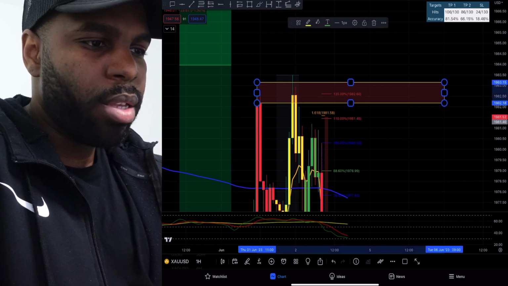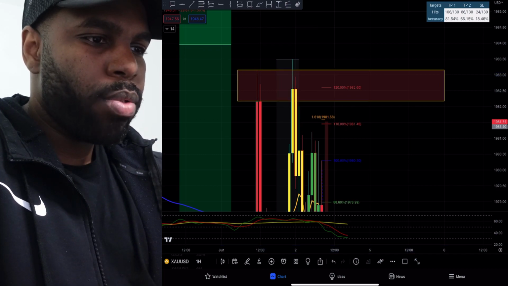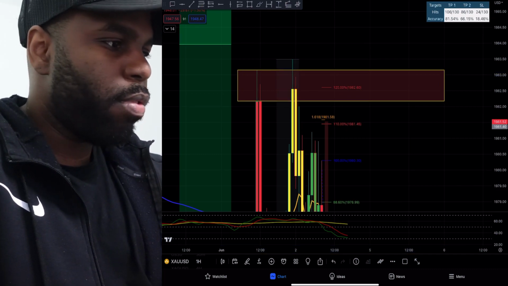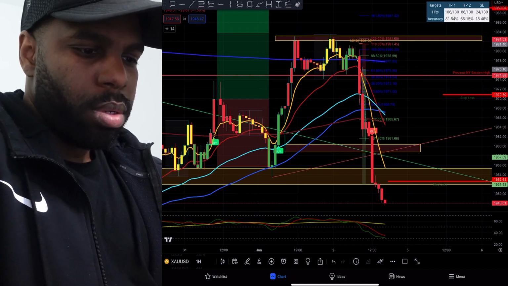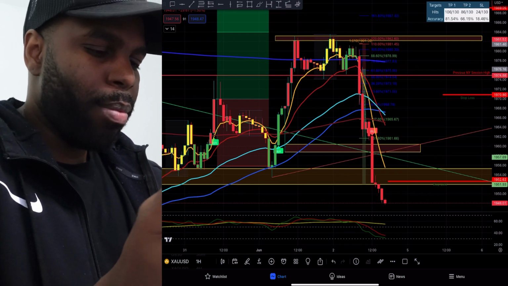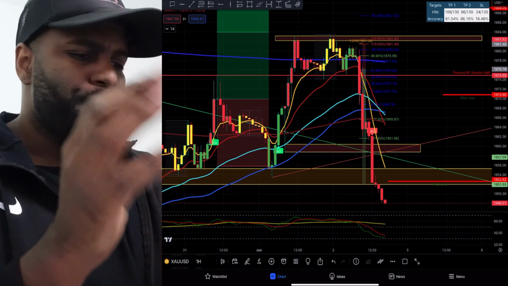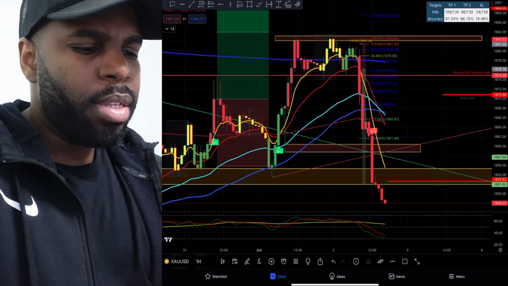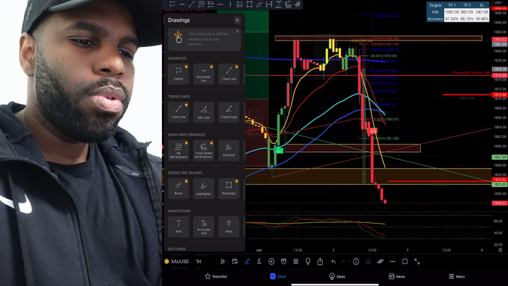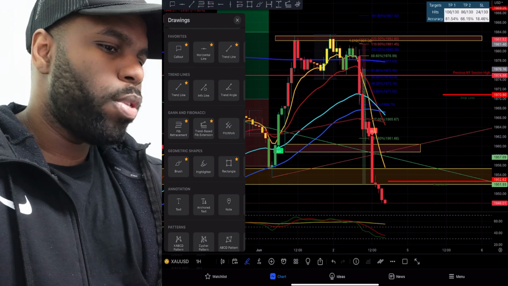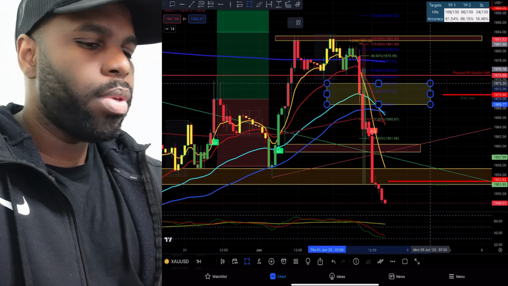If I drag this over, you'll see that I draw the zone from the wick to the body. And if you don't know how to draw a zone, right now I'm using the iPad, but it's different on the computer. If you're using the actual computer, the tools will be on the left-hand side. On my iPad, if I click on the little pencil, you'll see the rectangle. That's the tool you want to use to draw these zones, just like that.